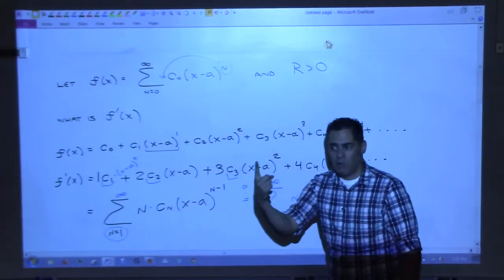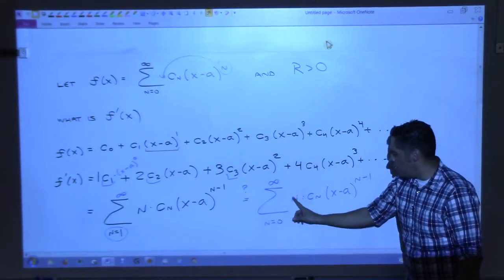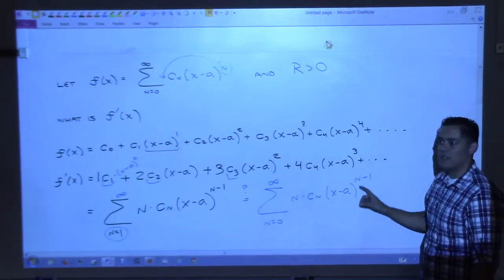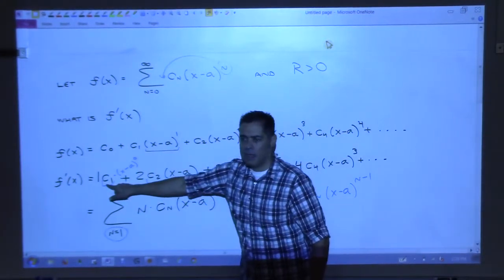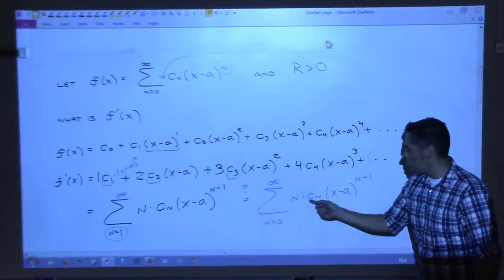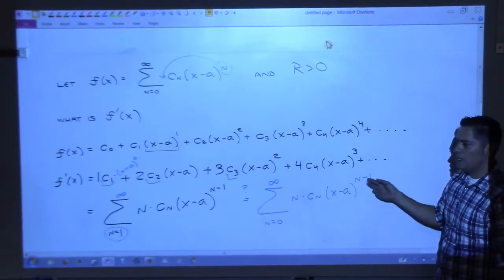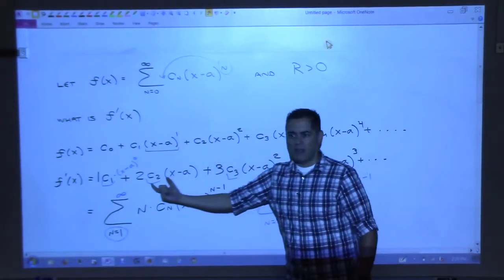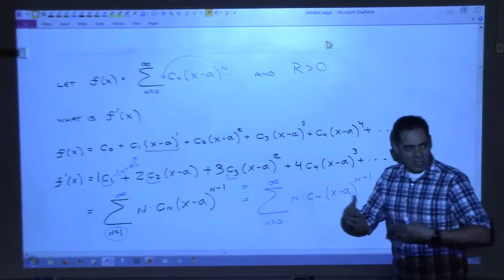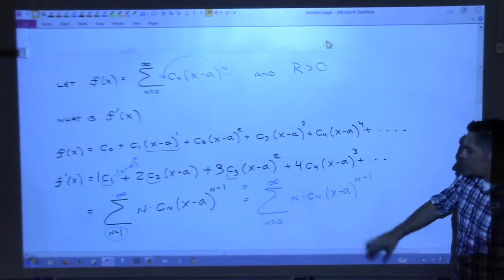But then when n is 1, what do you get? 1, c sub 1, x minus a to the 0. So you get that. And when n is 2, you get 2, c sub 2, x minus a to the first, which gives you this, right? So do you see that just happens because of the way the formula looks?